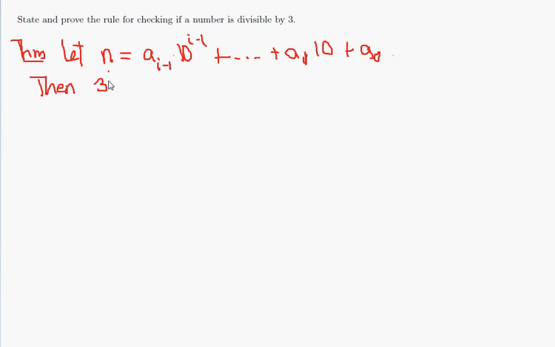Then 3 divides n if and only if 3 divides the sum of the digits, a sub i minus 1 plus a sub 1 plus a sub 0. So that's the statement. The proof of this.